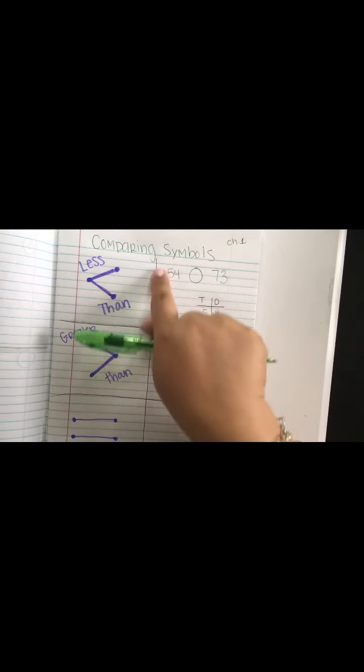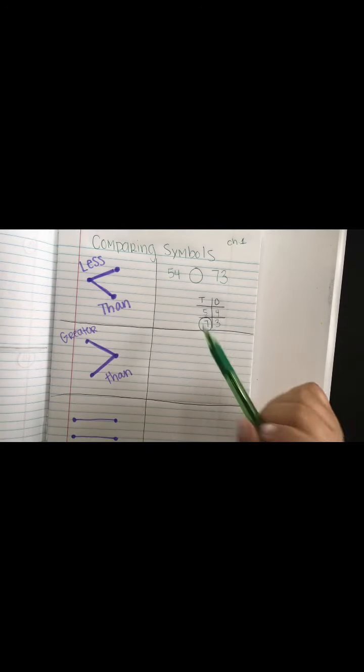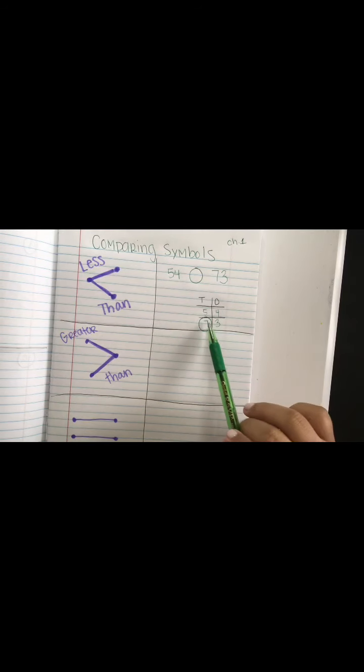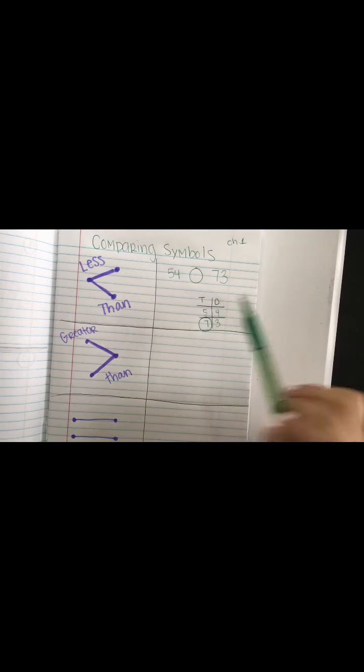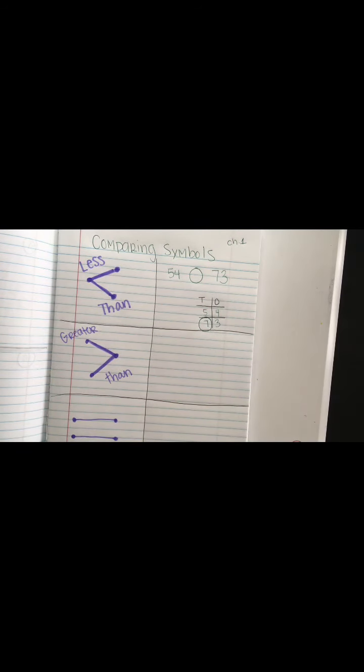This right here is a number sentence. So I'm going to do 54. We know that 54 is smaller. Now, remember, the word less is a second grade word, but you might have heard it as smaller. 54 is smaller. 54 is less than 73.